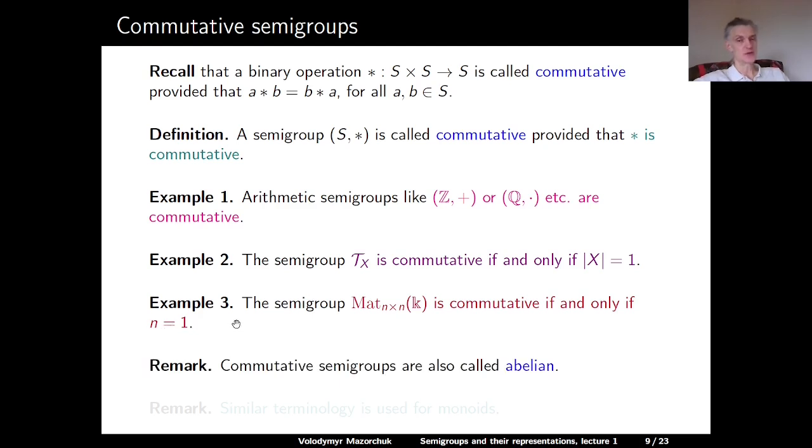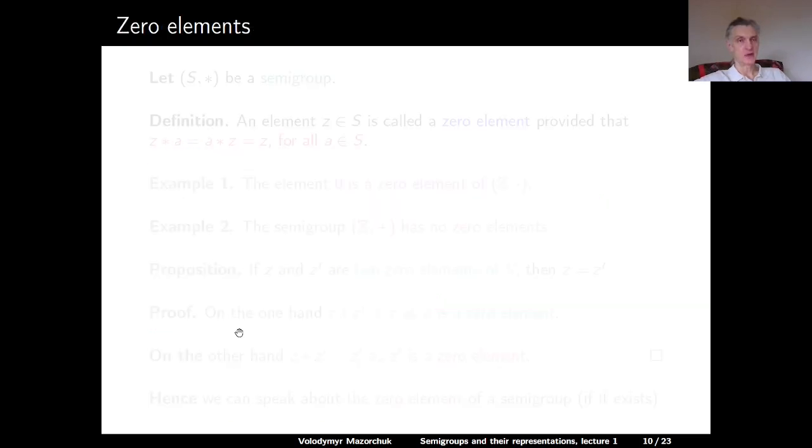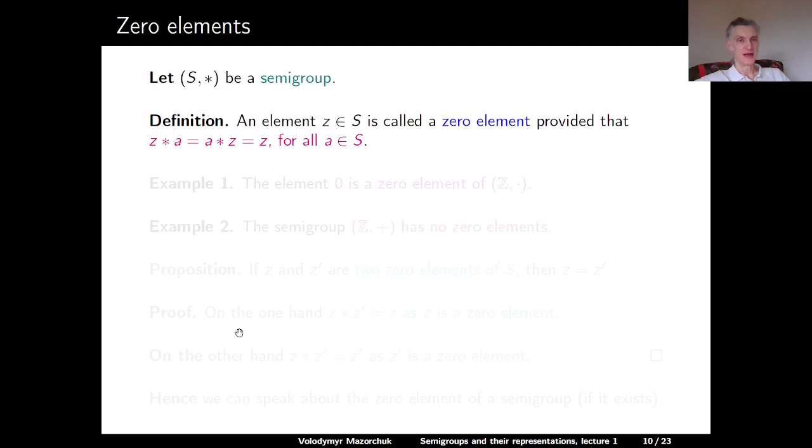Remark, commutative semigroups are also called abelian, and similar terminology is used for monoids. Now we can talk about zero elements. Let S be a semigroup. Definition: an element Z in S is called a zero element, provided that multiplying this element with any other element in the semigroup on any side gives us our element Z back.